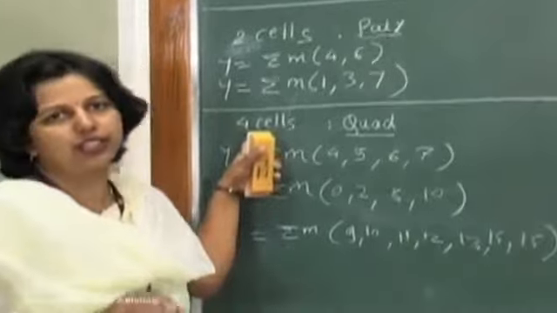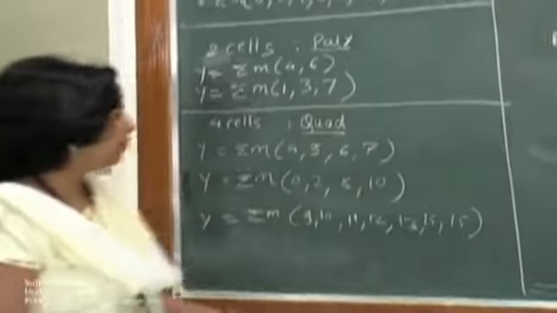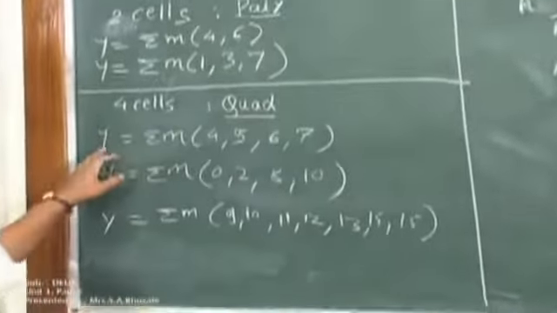In the second case, we are going to couple a total of 4 ones, which is called a quad. So grouping of 4 ones is called a quad. So let us start with the example.